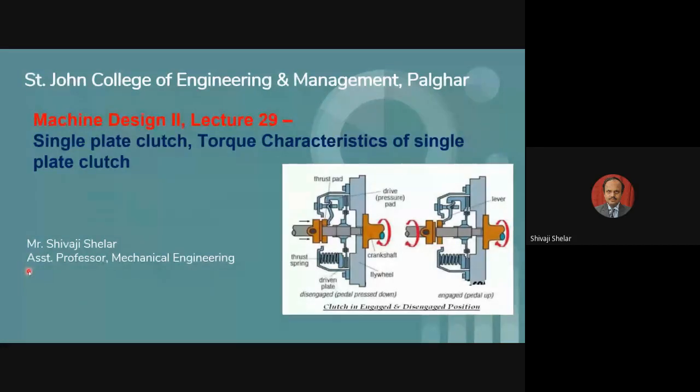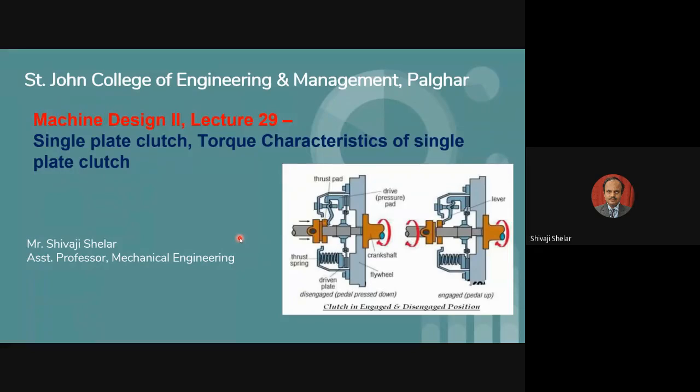We will start the session from where we left off yesterday. Yesterday we completed what is meant by a single plate clutch, and what the functions of the plate clutch are. Then we also learned about other types of classification of clutches. Then basically we learned how the single plate clutch works.